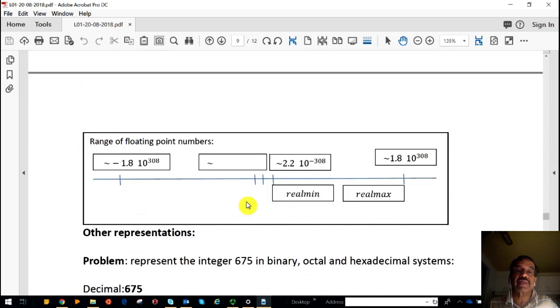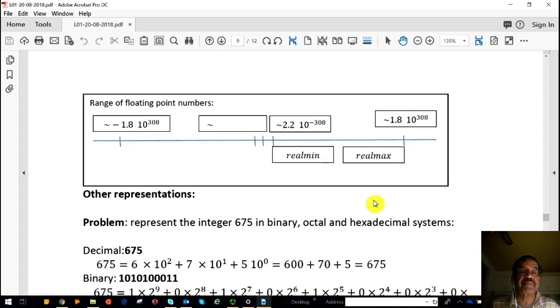Okay, and this figure essentially shows the minimum and maximum ranges from negative 1.8 times 10 to the 308 to positive 1.8 times 10 to the 308. And there are functions called realmin and realmax that will give you these numbers in MATLAB.